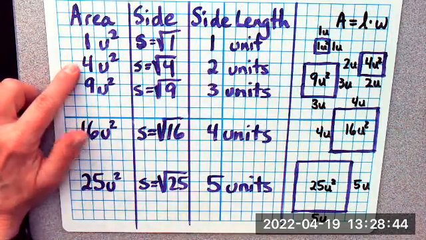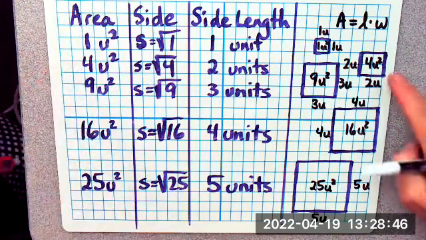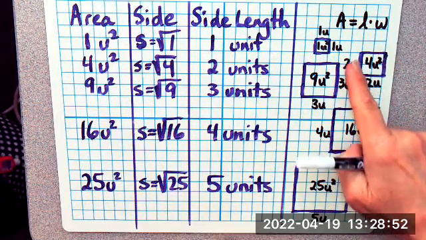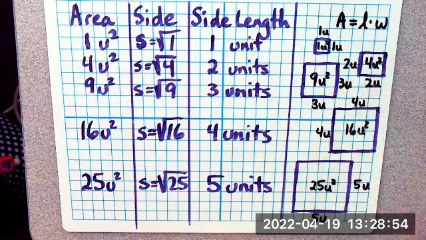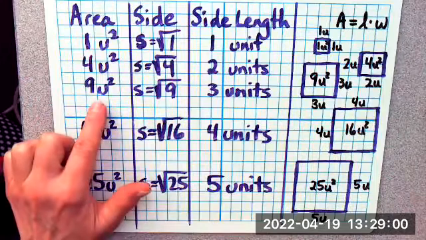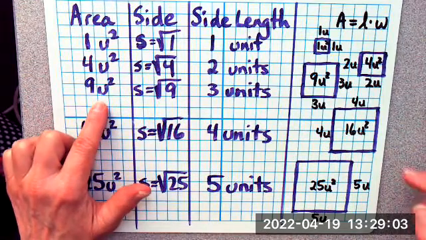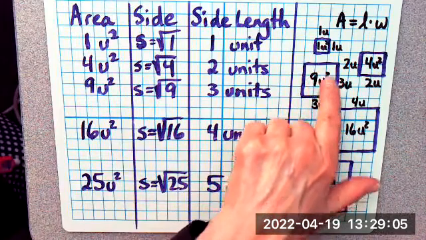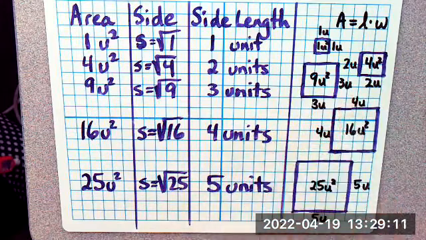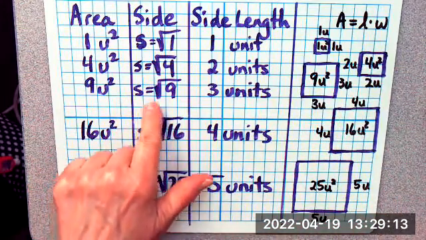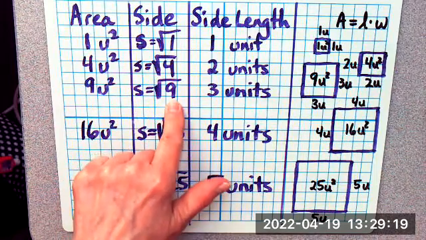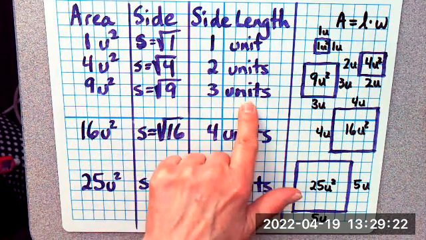If we have a square of 4 units squared, so it has 4 unit squares inside of it, then each side is 2 units. So the square root of 4 is 2 units. If we look at the square of 9 units squared, we know length times width is 3 units times 3 units. So the side length is the square root of 9, which is 3 units.